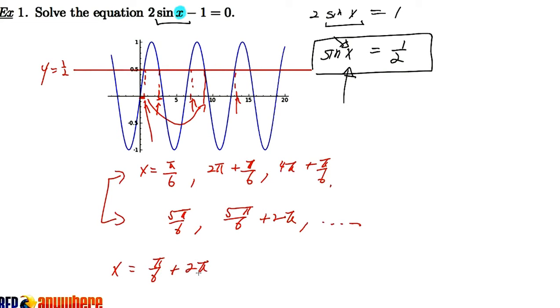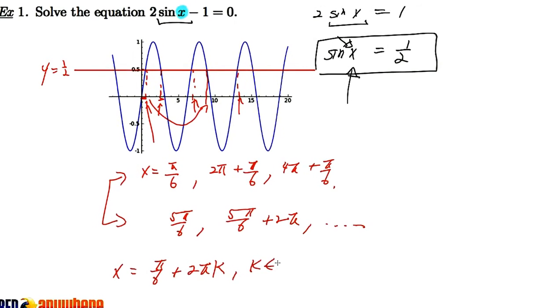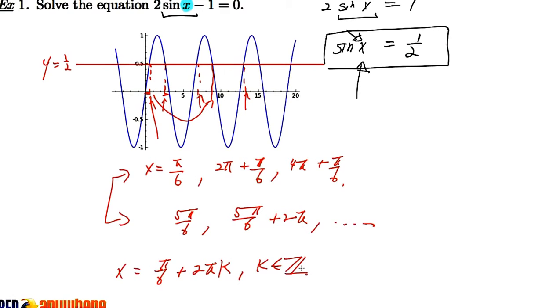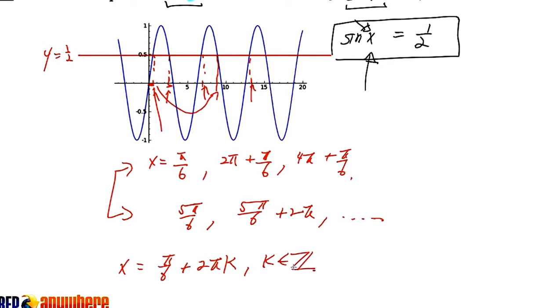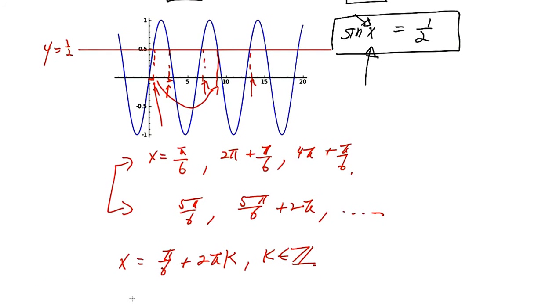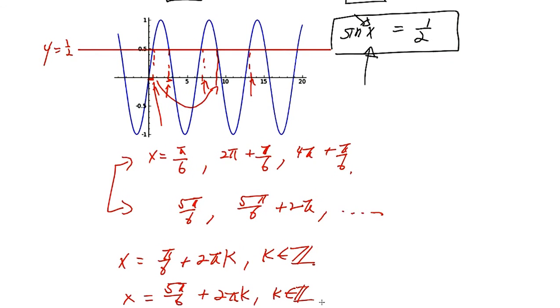And we can state these two forms of answers in this way. The first one is pi over 6 plus some multiple of 2 pi, which you write as 2 pi k, where k can be any integer. That Z-looking symbol is the representation of the integers. And the other one is 5 pi over 6, to which you add any multiple of 2 pi, where again k belongs to the set of all integers.